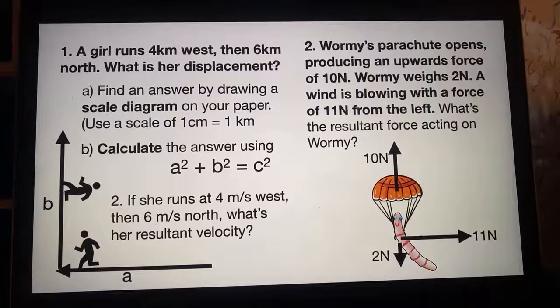Right, I have written mine down, so I'm going to go through it. Hopefully, if you're quiet at the end, then you can follow along with me. Question number 1. A girl runs 4 kilometres west and then 6 kilometres north. What is her displacement? Find an answer by drawing a scale diagram on your piece of paper.